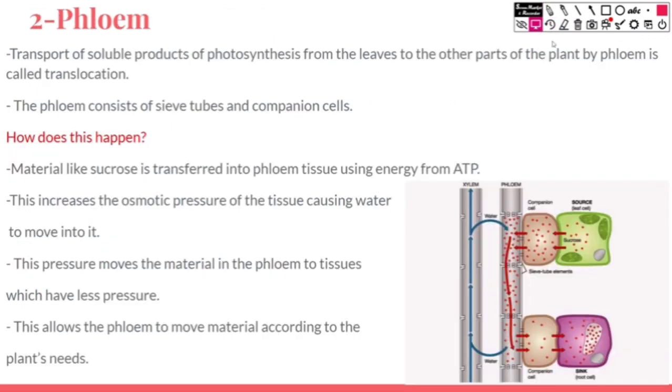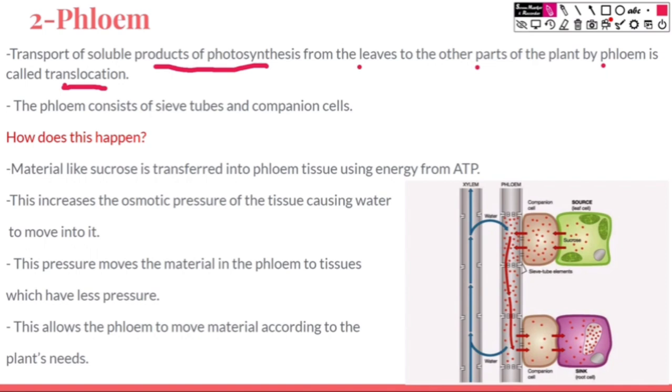Now let's move forward with phloem. I told you that phloem is responsible for transporting food from the leaves to the other parts of the plant. So let us see the definition. Transport of soluble products of photosynthesis, which means food, because photosynthesis gives us food materials, from leaves to other parts of the plant by phloem is called translocation. The process by which phloem transfers these food materials is called translocation.